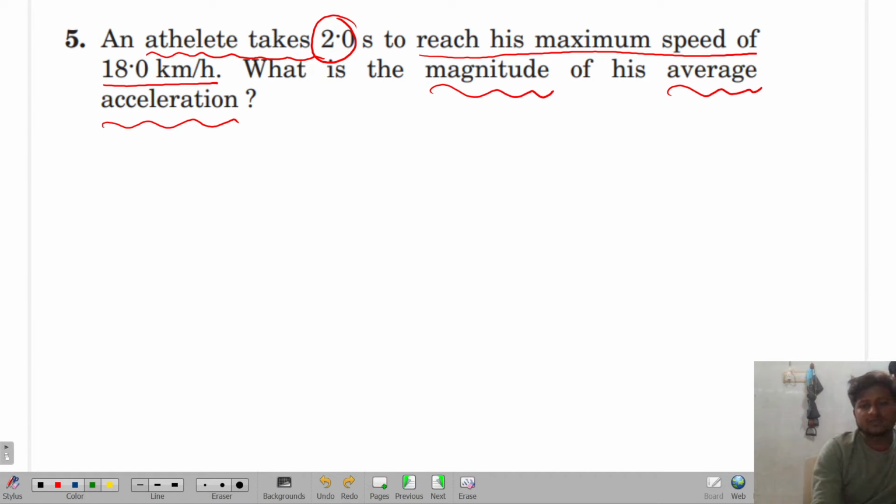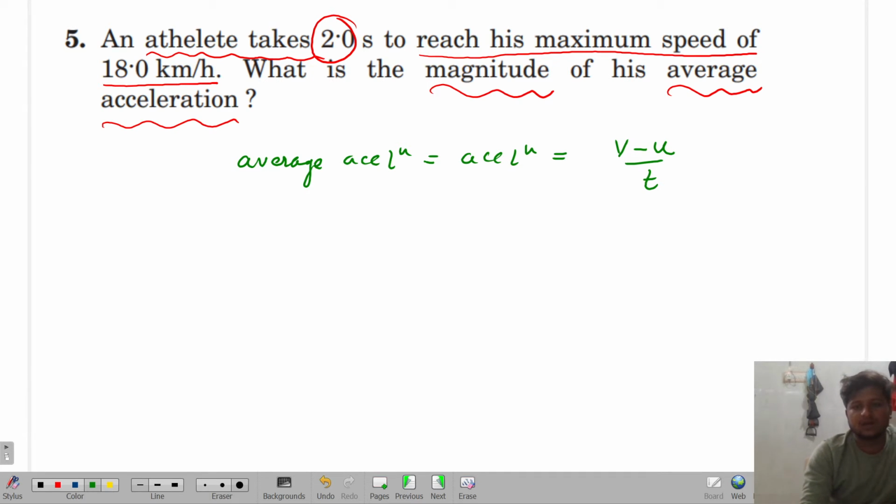I have told in the class only. I have done this topic, that average acceleration is nothing but your normal acceleration. Yes or no? And that has formula what? V minus u by t. Yes or no? This I have done in the class or not? So what is going to happen? Your average acceleration is similar to the acceleration and that is equal to v minus u by t.